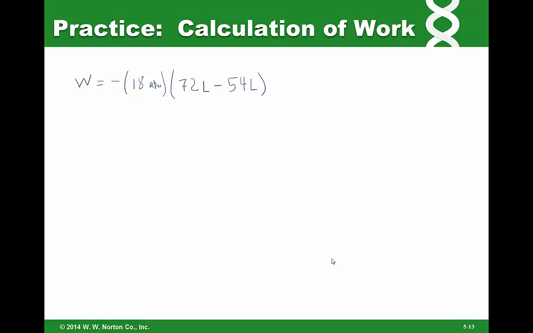Let me write that down. We've got negative 18 atmospheres times a positive, because 72 minus 54 is going to give me a positive number, 18 liters. There's an 18 liter change. I multiply those, and I get 324 as my answer. So my answer is going to be negative 324 atmospheres times liters. All right, so that is one of the 2 answers that I was asked to calculate.